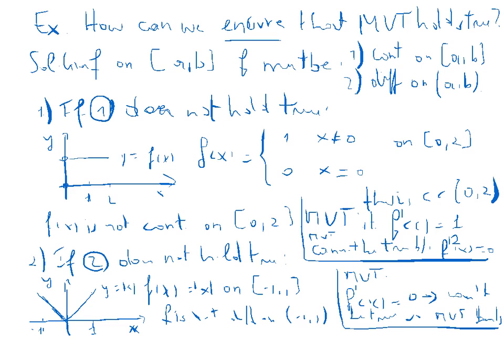This last example tells us that yes, if 2 fails to hold, then forget about it. The function can't satisfy the mean value theorem. So recapping, what can we say? It is absolutely necessary, to ensure that the mean value theorem holds true, that the function is both continuous on the closed interval [a, b] and differentiable on the open interval (a, b). Good luck, everybody.